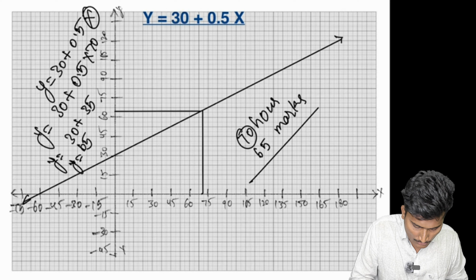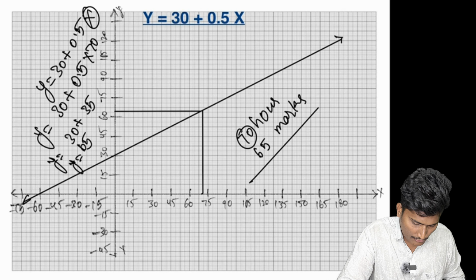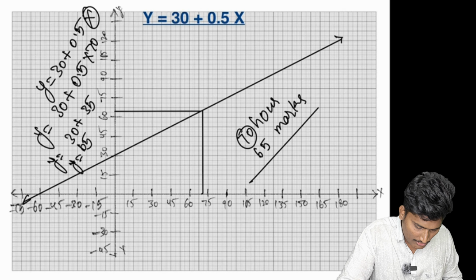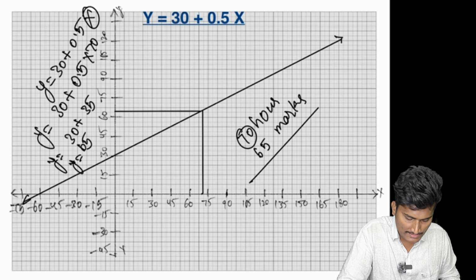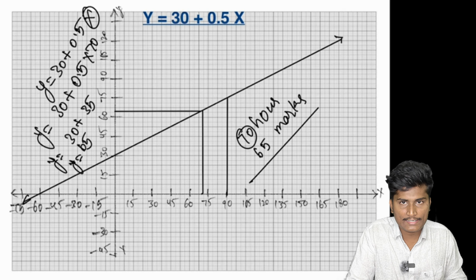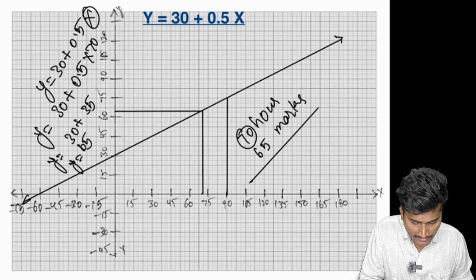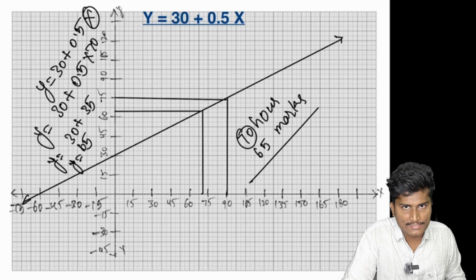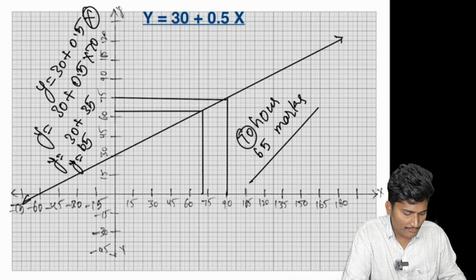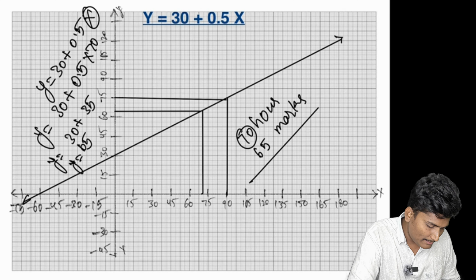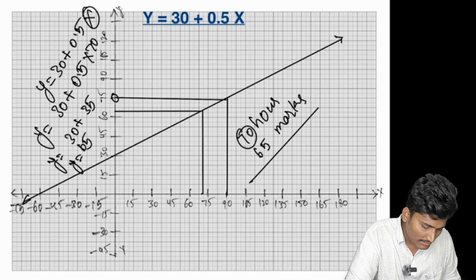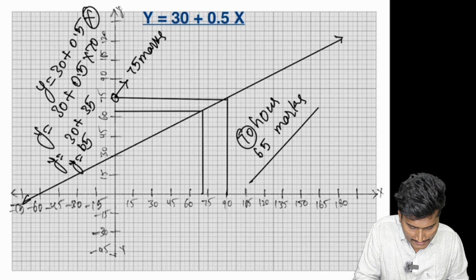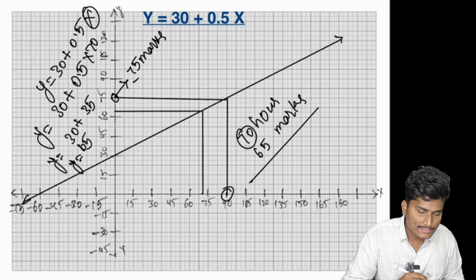So let's say, for example, you want to find out how many marks you are going to get if you studied for 90 hours. What you need to do is extend a line from the x-axis to the slope, and then from that point, extend the line until the y-axis. Wherever the point meets on the y-axis, that point will be your answer. Then you are going to get 75 marks.